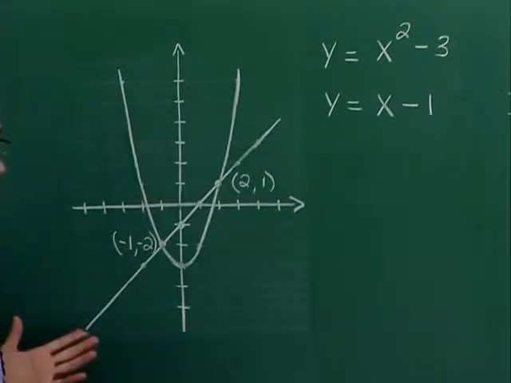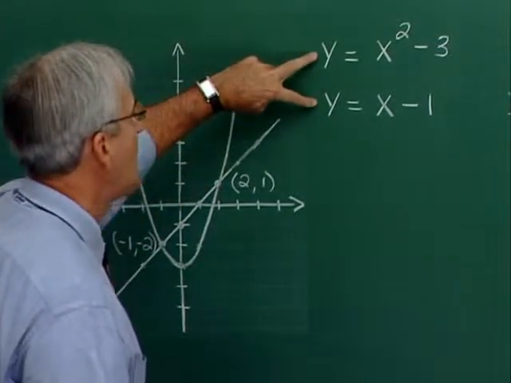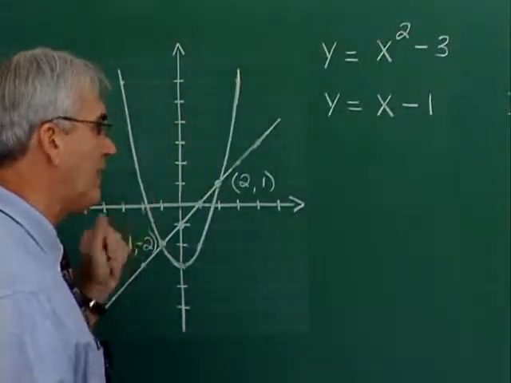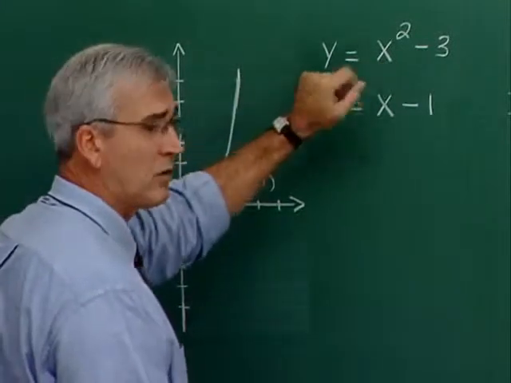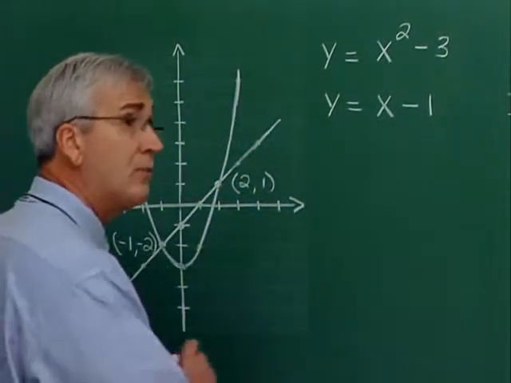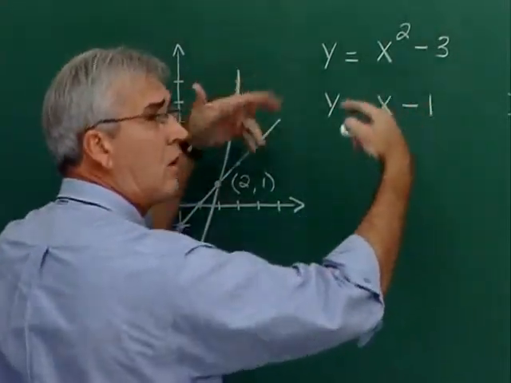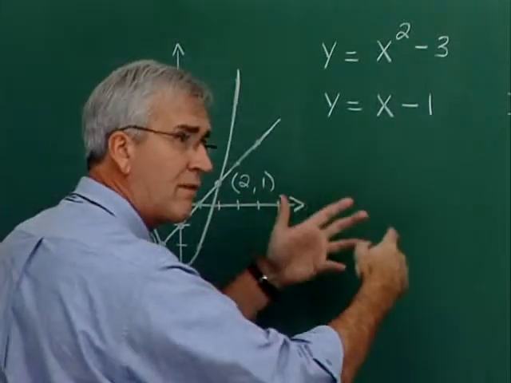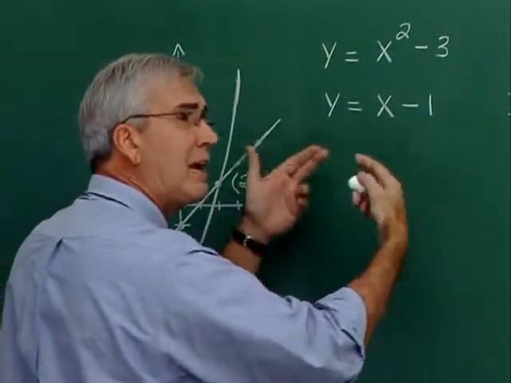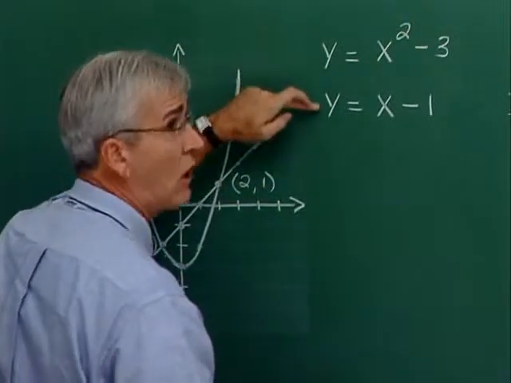Now, the algebraic methods, there are a couple of them. The easiest way here, though, is to use substitution. Now, notice the equations for the graphs are written in the form y equals. And one of the methods that you studied before is the method of substitution, and substitution means that you solve one of the equations for one of the variables and then take that information and put it into the other equation.